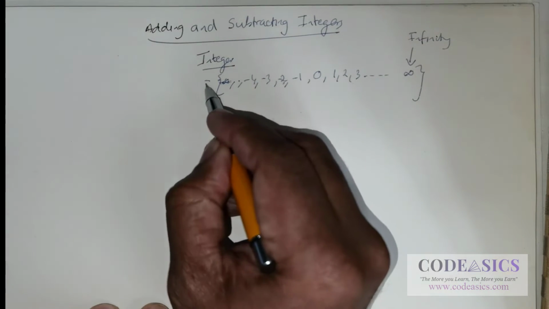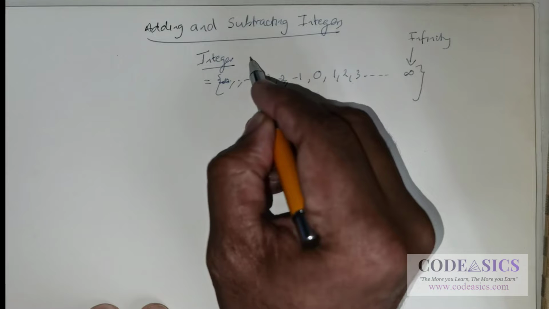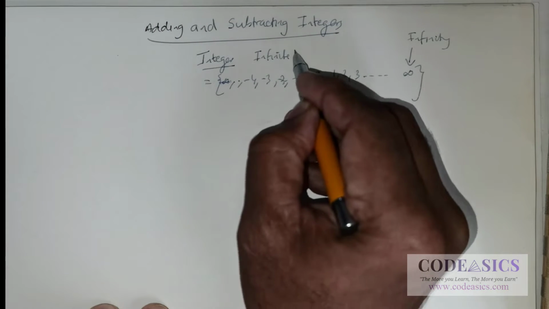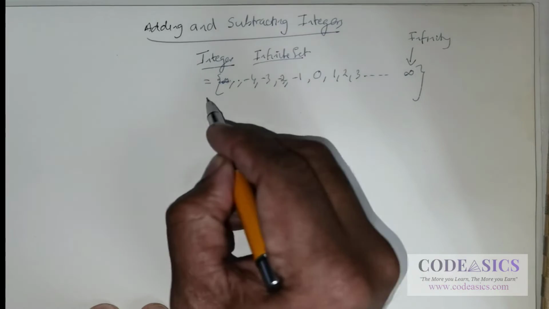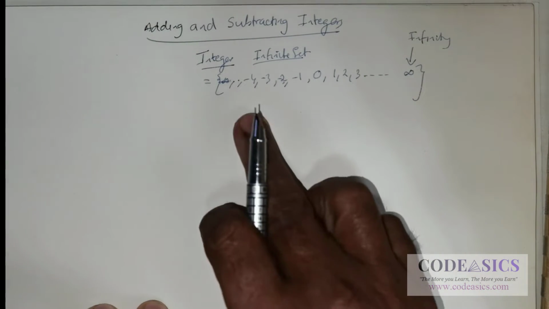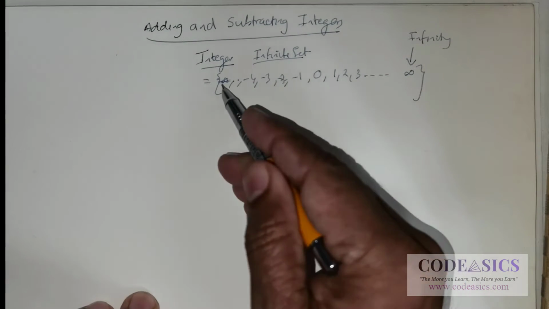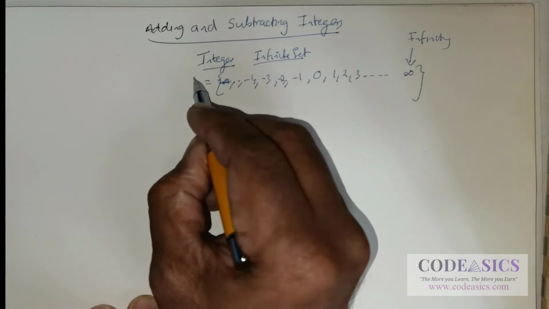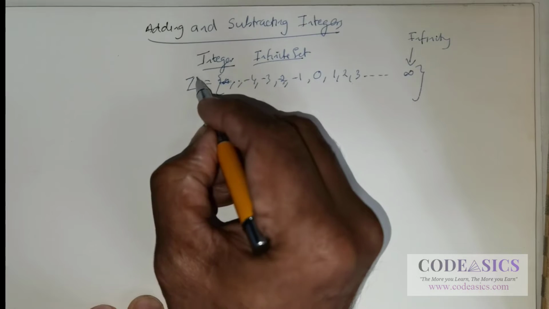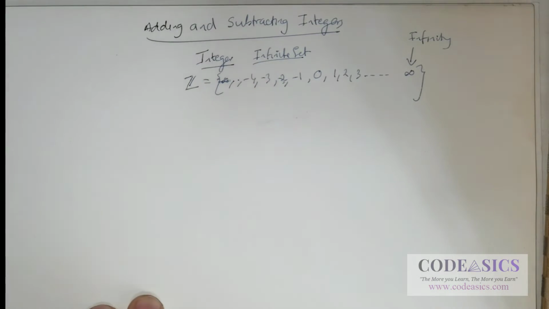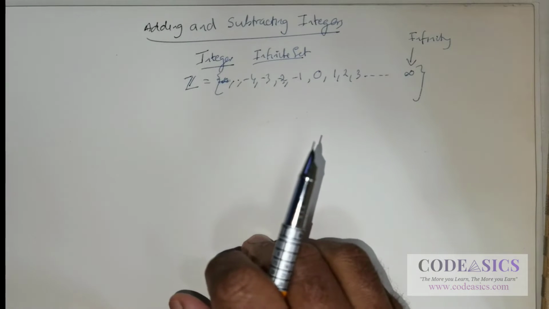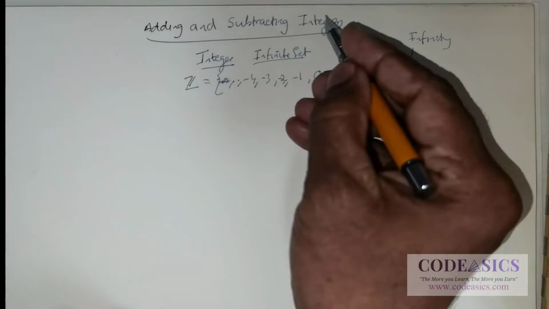So this is an infinite set. We call it an infinite set because you cannot know how many numbers there are, since it is stretching from negative infinity to infinity, and we denote this by the letter Z. So this is what you have to know when it comes to adding and subtracting integers.